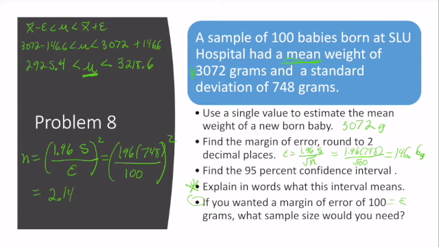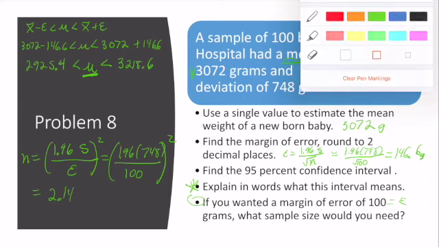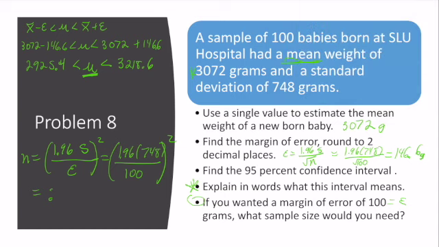That gives me 2.14, no point there, got a little hasty. That gives me 214.94. Now, you cannot have 0.94 babies, right? So we're going to want to round up. When it comes to sample sizes, we always want to round up to, in this case, 215. So in order to have a margin of error of 100, we would need to round up to 215 babies, right? The smaller our error gets, the bigger our sample size needs to be.